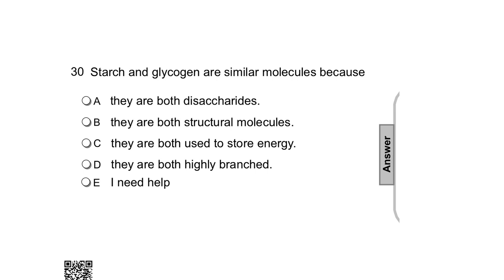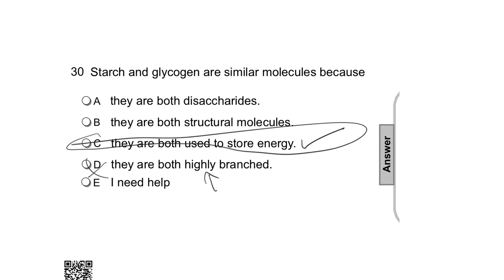Okay, starch and glycogen are similar molecules because they're polysaccharides. They're used to store energy. This is a tricky choice right here. If you look back at the pictures, starch could be unbranched. Okay, so starch can be somewhat branched, but glycogen is much more branched. So D is a tempting choice, but C is for sure. And they don't have two of the above as a choice.